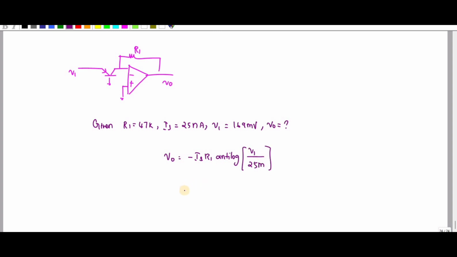So if we substitute, we will get anti-log of 169 millivolt divided by 25 millivolt. So if we solve, we will get the answer as minus 1.